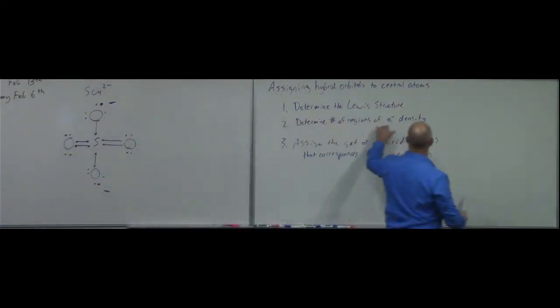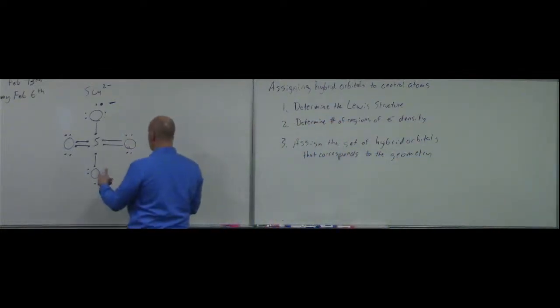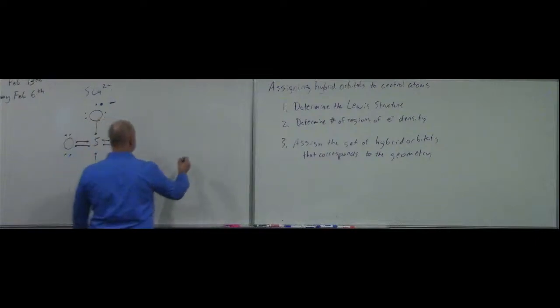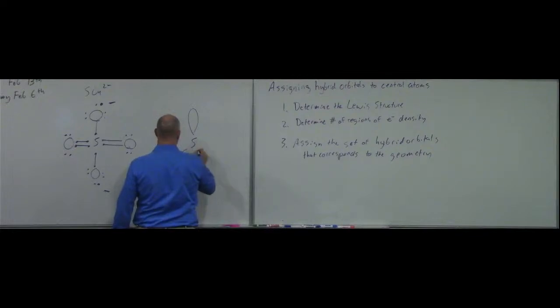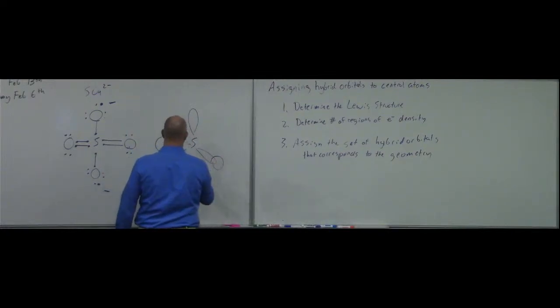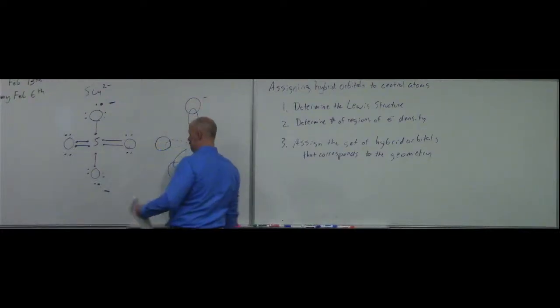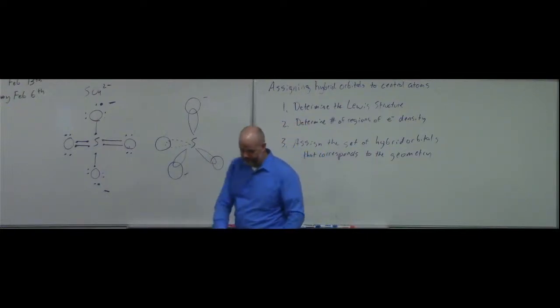Next, determine the number of regions of electron density. How many regions of electron density do we have? 4. We have 4, right? So which shape is going to correspond to that? Tetrahedral, right? So it'll be sulfur with something like this, bonding with an oxygen, bonding with an oxygen, bonding with an oxygen, bonding with an oxygen, negative, negative. Well, that should be good. All right, let's try another one.